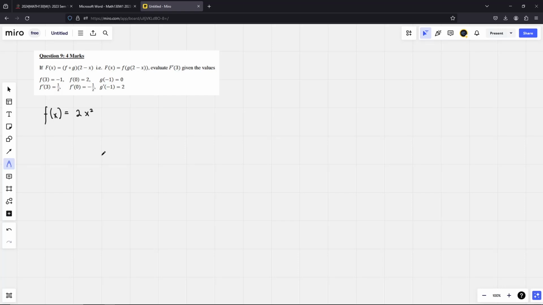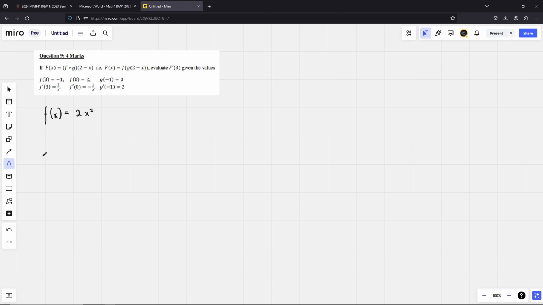So today we're going to be scoring a free 4 marks using chain rule, and this question says if F of x is the composite function of f and g of 2 minus x, which means that F of x is equal to f of g of 2 minus x. Evaluate F prime of 3 given the values, and we have our given function values.